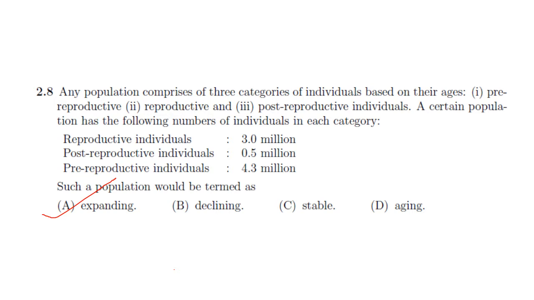Populations with a large proportion of young individuals, that is those in the pre-reproductive stage, tend to grow rapidly because an increasing proportion of their individuals are reproductive. So it will be an expanding population. So the answer is A.